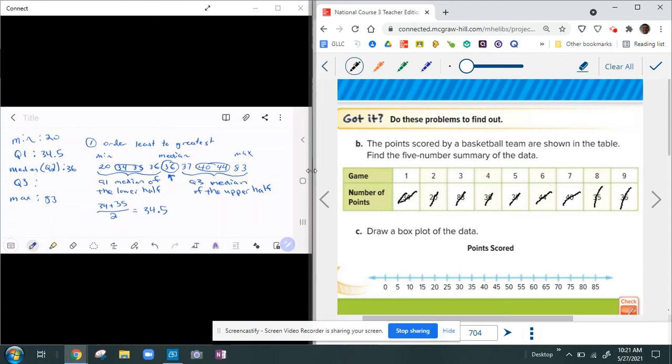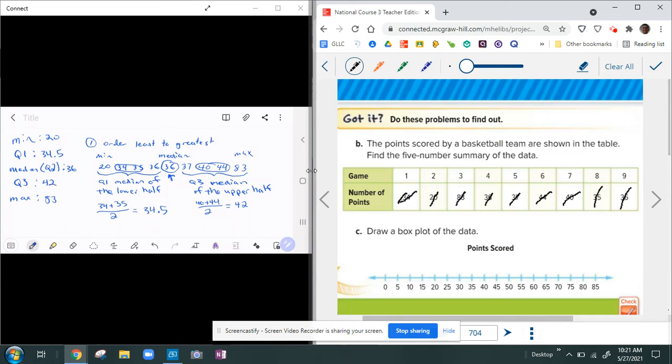All right, we've got to find what's in between 40 and 44. So that's going to be 40 plus 44 divided by 2, and that gets us 42. All right, so there we have it. We have our five number summary. Now, what do we do with it?